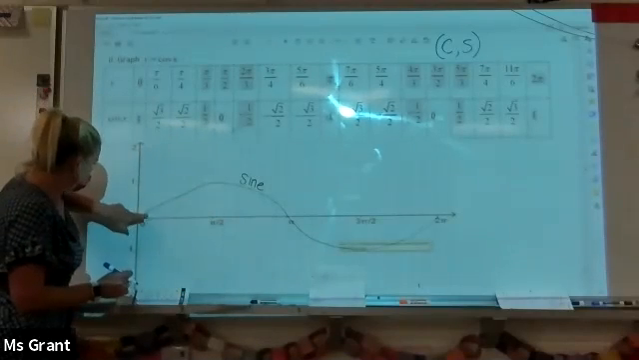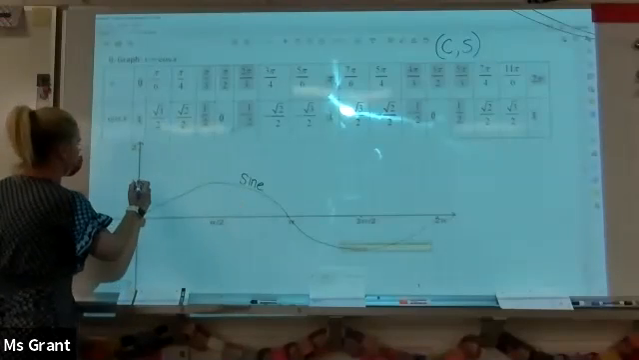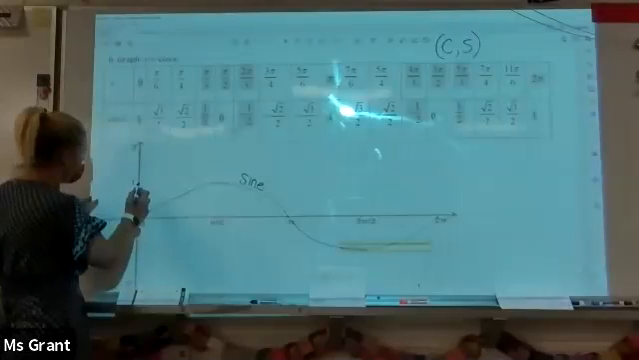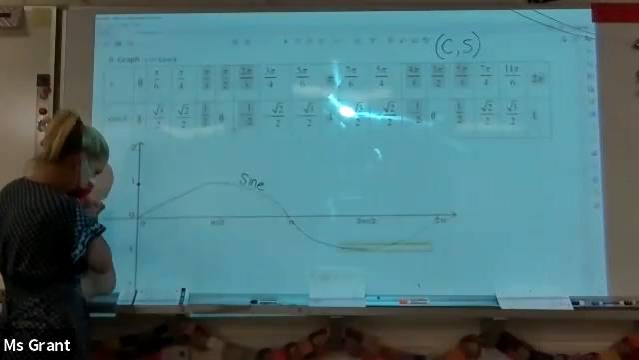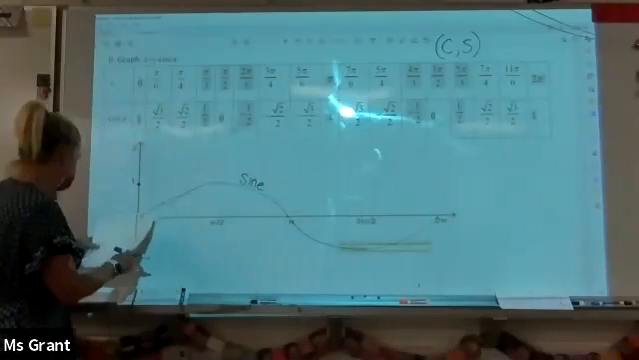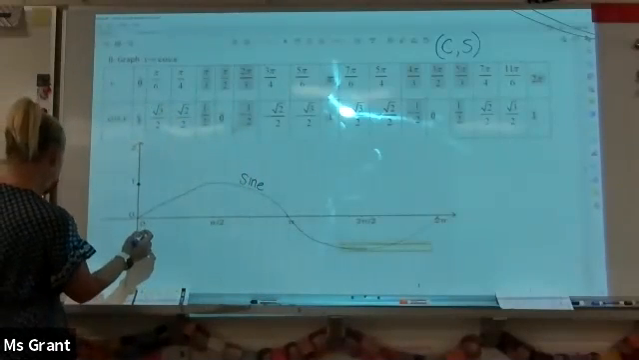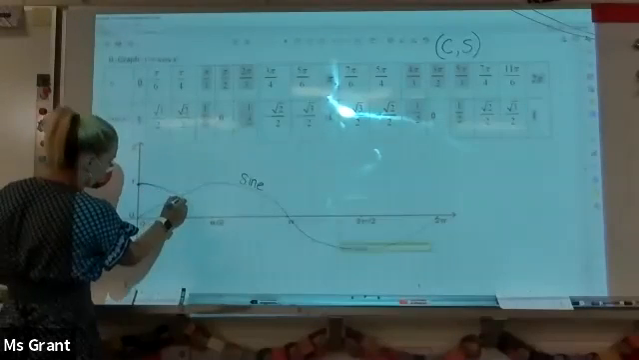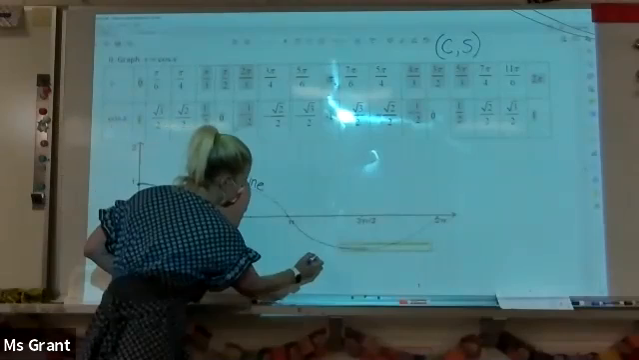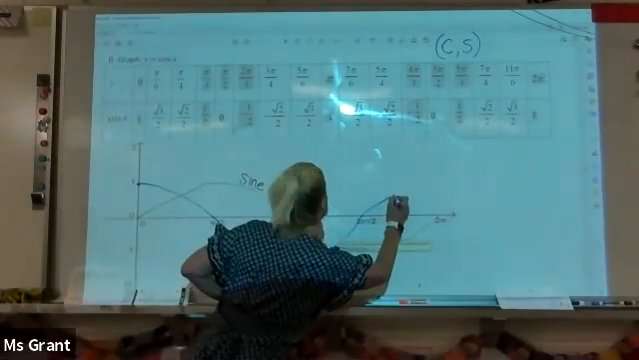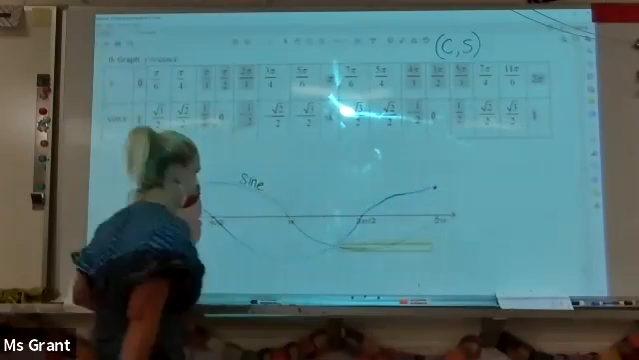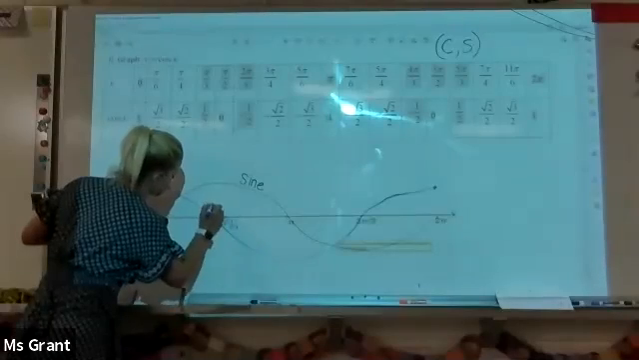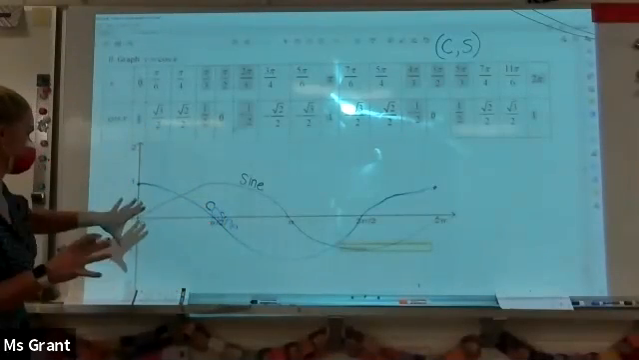Cosine goes through a full cycle, but it starts, has a y-intercept. So don't draw anything on your paper yet. But it starts like this, and let me make sure that I get the period. It's still 2 pi. Okay, so that's what cosine looks like. Okay, so this is cosine.